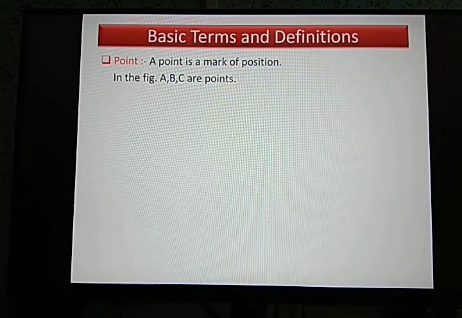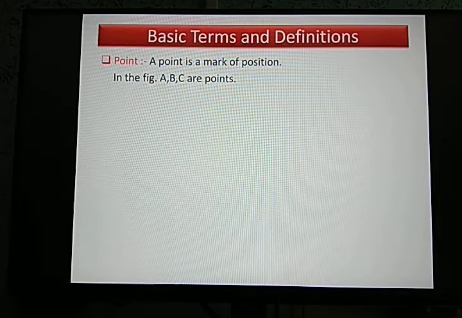So the first definition or the first term that we get in the concept of lines and angles is the point. Now what do you mean by a point? A point is a mark of position. So if you see in this figure, there are 3 points, point A, B and C. Now all of these points mark the position, say, of any object or the values on a plane. So this point is a mark of position.